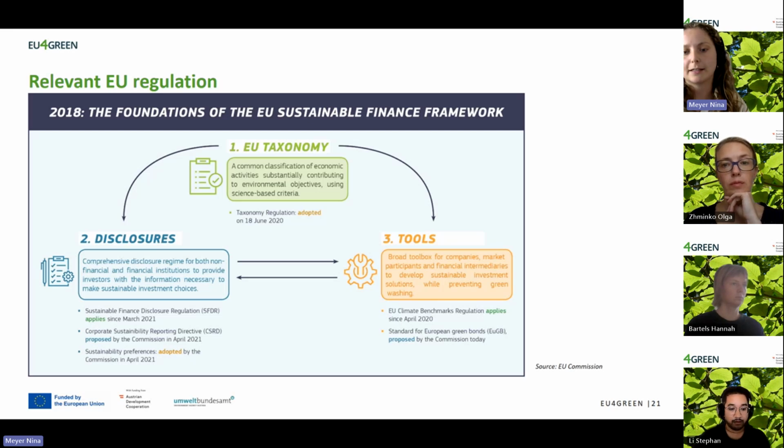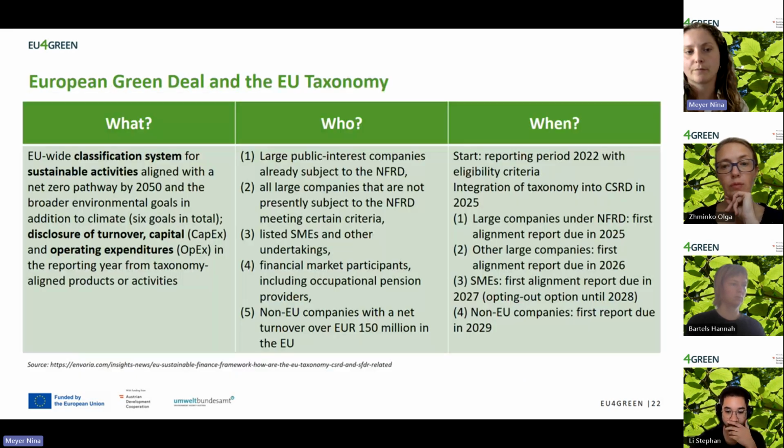The EU worked on the EU Sustainable Finance Framework, and it came out in 2018 and was the base for all the regulation that followed, which is a mix of a taxonomy, disclosure regulations, and tools, and they all are integrated into each other and work together. So they're all aligned, and we're going to have a look at those now.